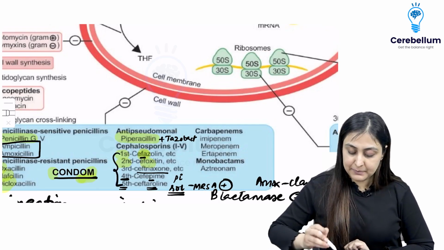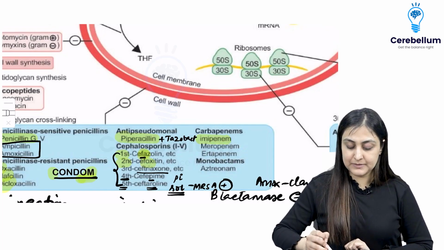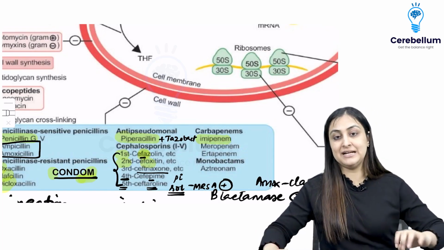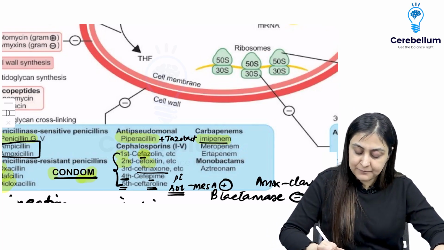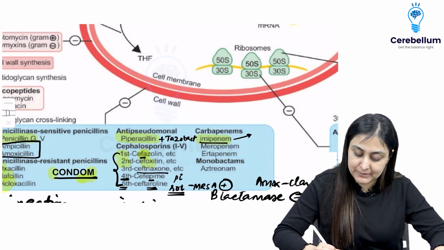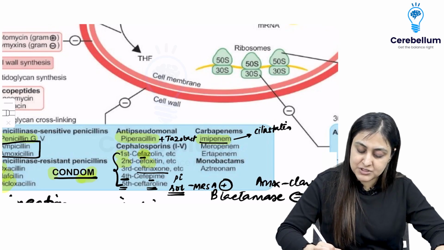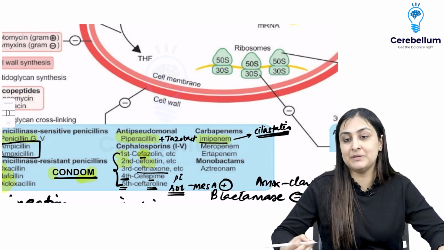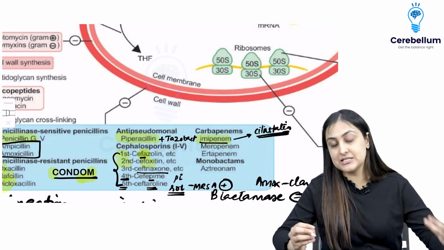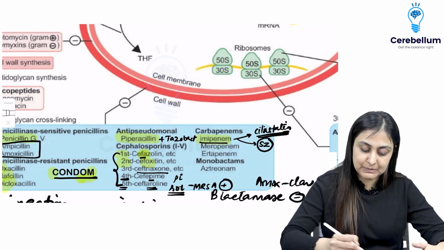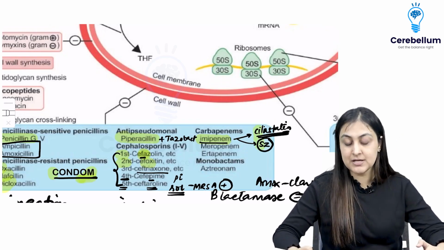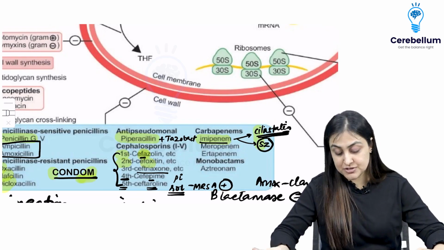Then we have carbapenems, in which we have imipenem. So carbapenems are your extended spectrum. They have a very wide spectrum at which they act. The first one was imipenem. So remember, imipenem was given with cilastatin. Why? Because this would inhibit the dihydropeptidase enzyme that metabolizes imipenem, and also a side effect was seizures. So with imipenem, you remember 2 S's, cilastatin and seizures.